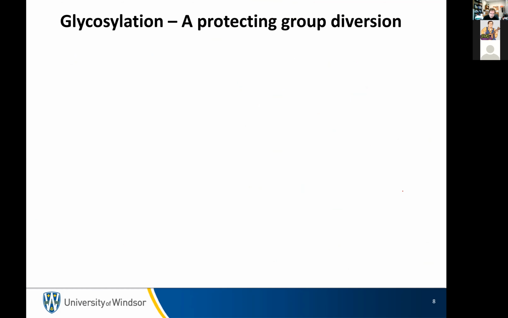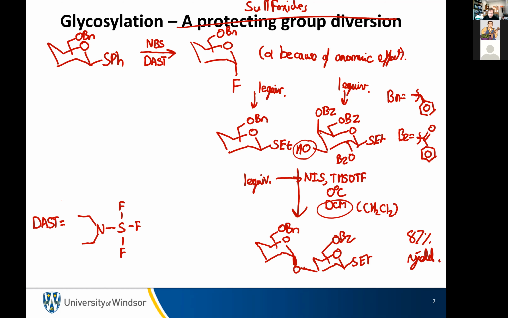Okay, now we're going to stick with this title. So why does the left-hand one react and not the right-hand one? Let's come back to that question.